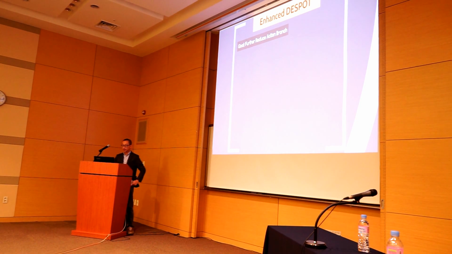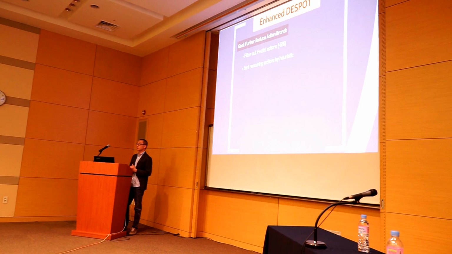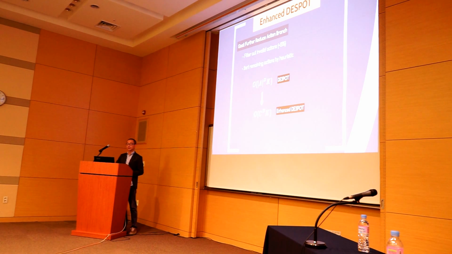How do we do that? We first exclude all invalid actions. And then for the remaining actions, we use a heuristic to keep the 10 most promising actions to further expand the tree. And this allows us to bring down the complexity tremendously, which allows for efficient tree search.